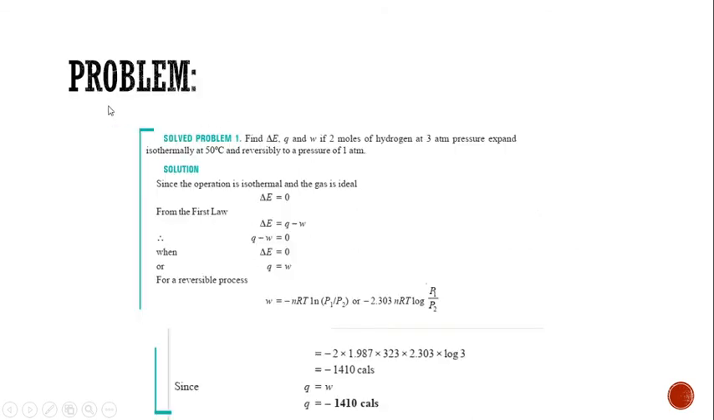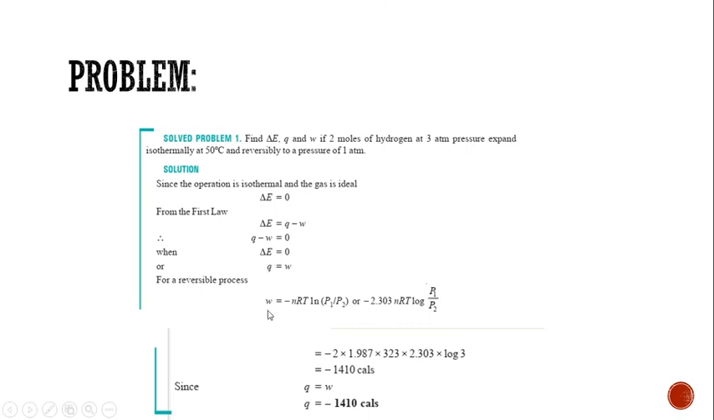So here are some problems about the first law of thermodynamics. In this problem, you need to calculate delta E, Q and W if 2 moles of hydrogen at 3 atmosphere pressure expand isothermally at 50 degrees Celsius and reversibly to a pressure of 1 atmosphere. In isothermal expansion the gas is ideal, so the value of delta E is equal to 0. Putting into the first law of thermodynamics, delta E equals Q minus W, here delta E is 0, so Q equals W.